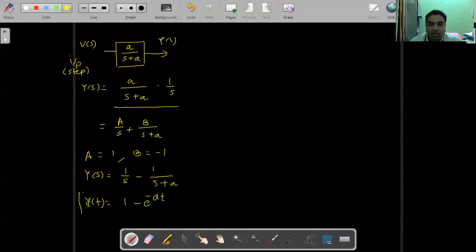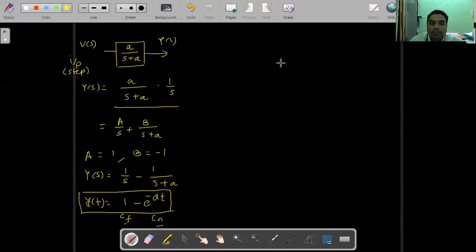This is the total response that we have obtained in the earlier example. Y of t is equal to 1 minus e raised to minus at. So this is forced response, and this is natural response, Cf and Cn we can write. Forced response and natural response, just for understanding.